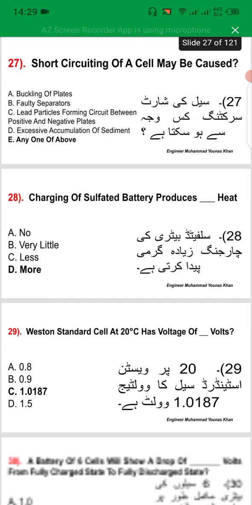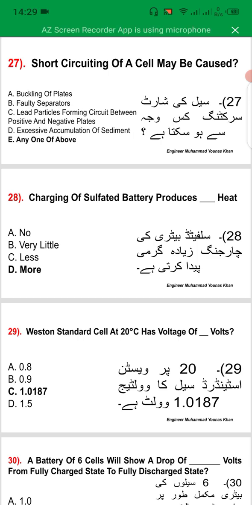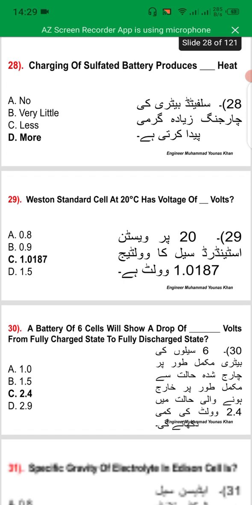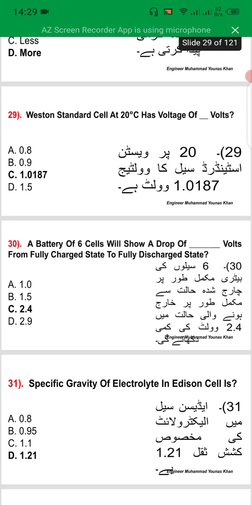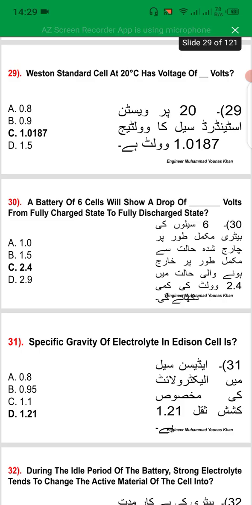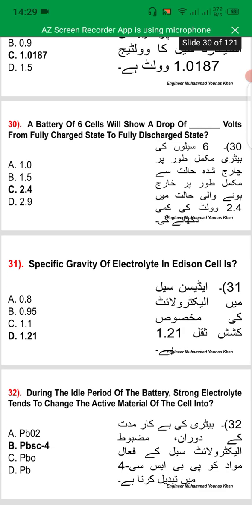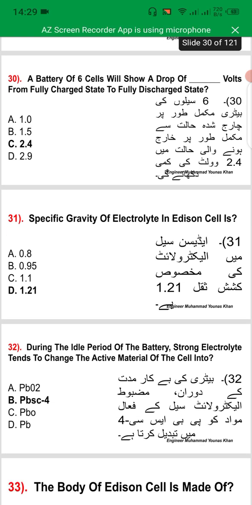Short circuiting of a cell may be caused by buckling of plates, faulty separators, lead particles forming circuit between positive and negative plates, excessive accumulation of sediment, any of the above. Charging of a sulfated battery produces more heat. Weston standard cell at 20 degrees has a voltage of 1.0187 volts. A battery of 6 cells will show a drop of 2.4 volts from fully charged state to fully discharged state.